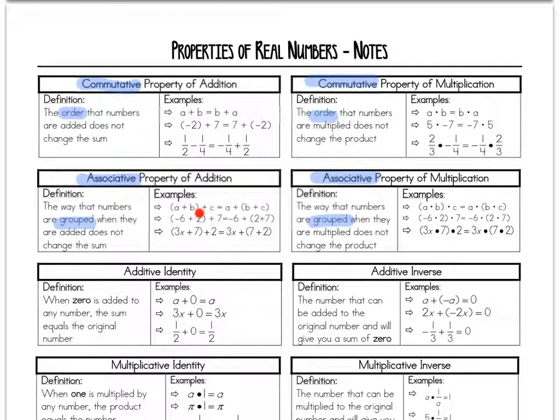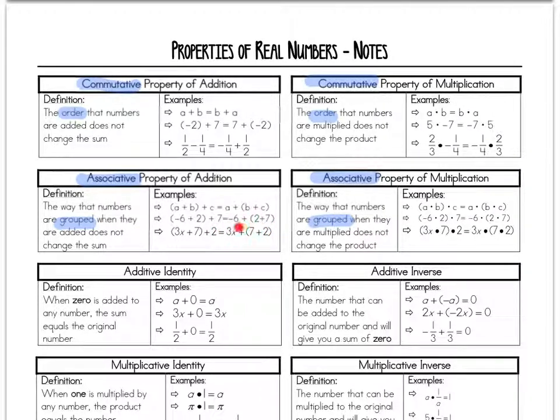However, A plus B, the first two, are grouped together, where on the right-hand side of the equation, B plus C are actually grouped together. But really, the end result would be the same. So let's see this in action with actual numbers. Negative 6 plus 2 is negative 4, and negative 4 plus 7 is 3. So this left-hand side is actually 3. Let's see if this works out over here.